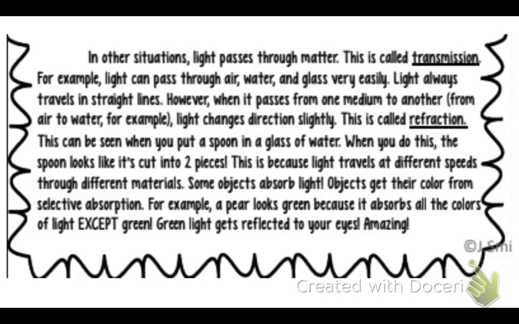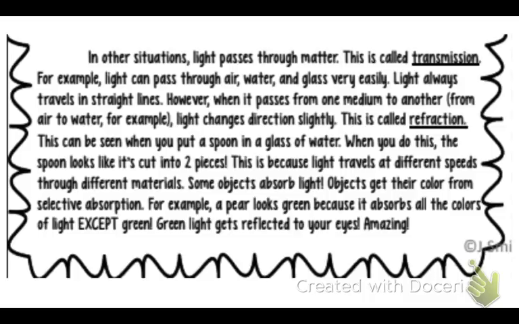In other situations, light passes through matter. This is called transmission. For example, light can pass through air, water, and glass very easily. Light always travels in straight lines. However, when it passes from one medium to another, from air to water, for example, light changes direction slightly. This is called refraction. This can be seen when you put a spoon in a glass of water. When you do this, the spoon looks like it's cut into two pieces. This is because light travels at different speeds through different materials.